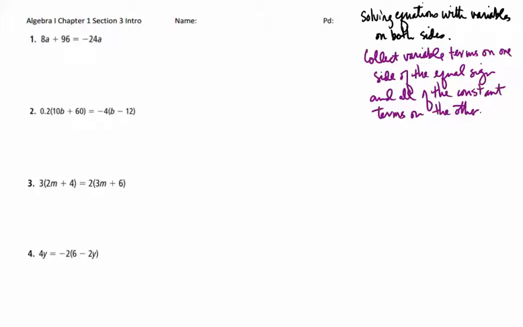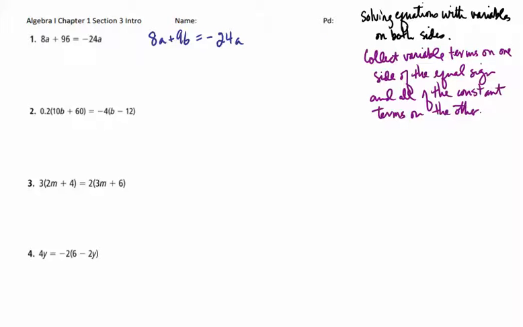So there are different ways of going about this. You don't have to use the same strategy every time. Some people like to use the same strategy every time. It makes it easier, less things for them to remember. So I'm going to begin with the first example, which is 8a plus 96 is equal to negative 24a. Two ways we can go about this. One way says always move the variable to the left side. So let's see how that works.